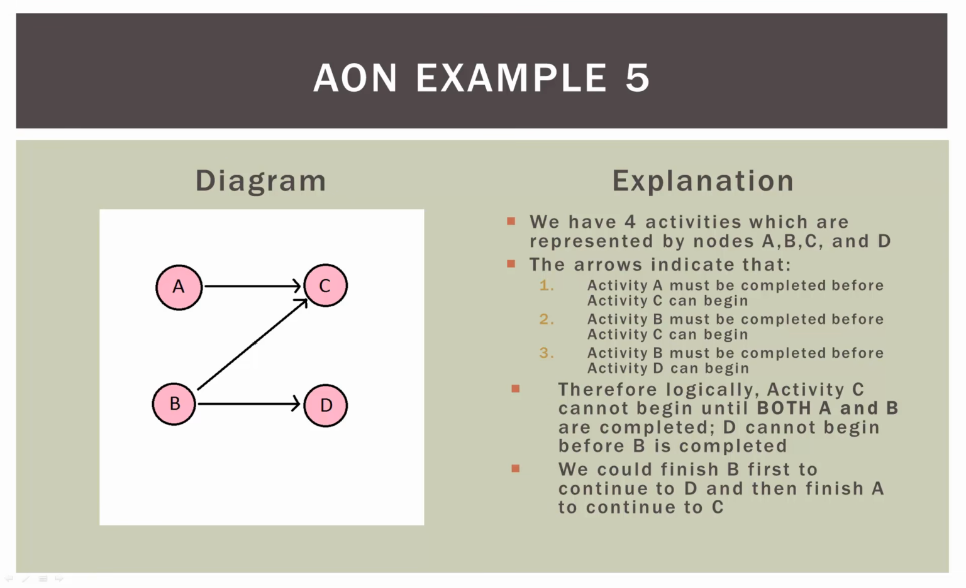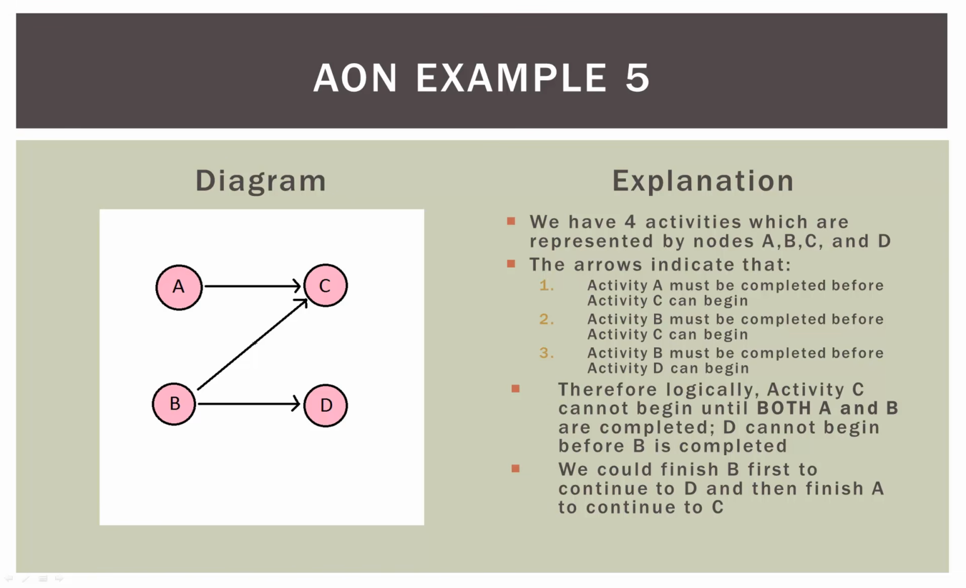And D cannot begin until B is completed. So the arrow from B to D makes B a predecessor to D. Now, we could finish B first. Okay, so we have some people working on activity A, and we have some people working on activity B. We could finish B first, and then continue on to D. Because the only thing D is dependent on is B's completion.